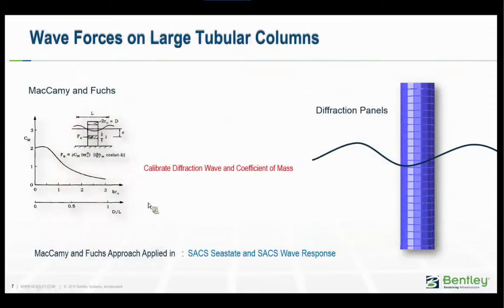Looking at wave forces in large tubular columns such as monopiles, in SACS we use Morrison's equation to actually generate the wave load. And as you all know, Morrison's equation is only valid provided the diameter of your tubular is less than 1/5 of the actual wavelength. In this case, in SACS, we employ the MacCamy and Fuchs approach, where they've calibrated the mass coefficient used in Morrison's equation with the actual diffraction panel results.